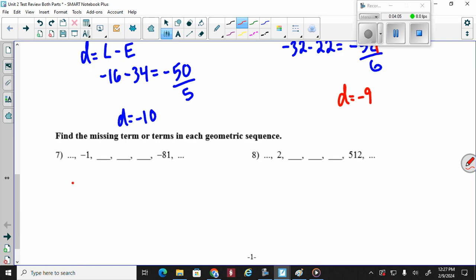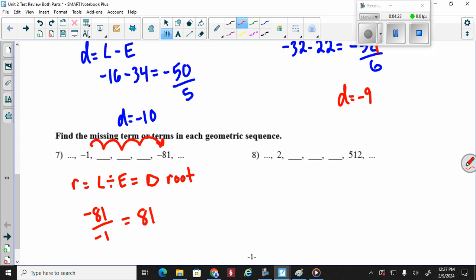All right, finding the missing term. So we've got to find our r. If you remember, it's going to be my later term divided by my earlier term. I'm going to get a number, and then I'm going to take the root. So negative 81 divided by negative 1, that gives me 81. 1, 2, 3, 4. The fourth root of 81, r is equal to 3.